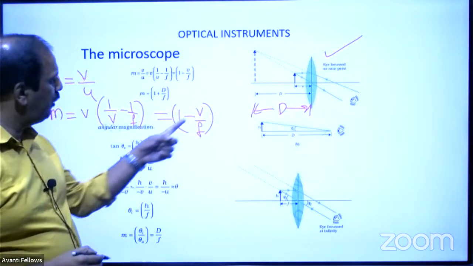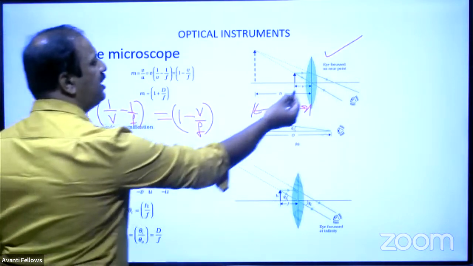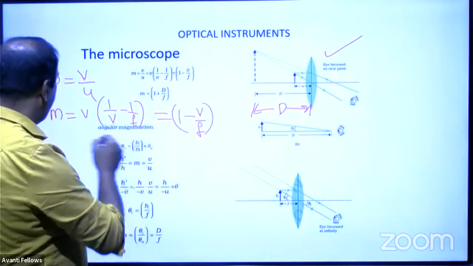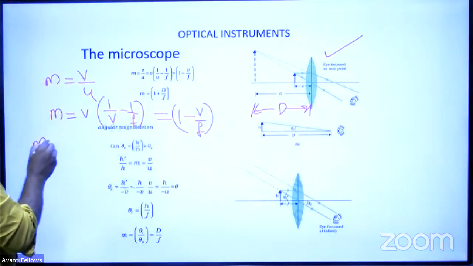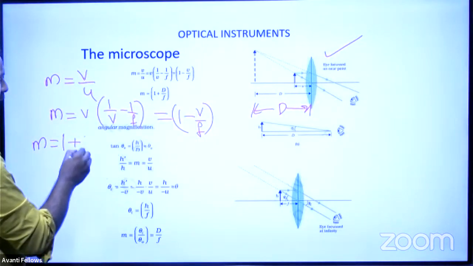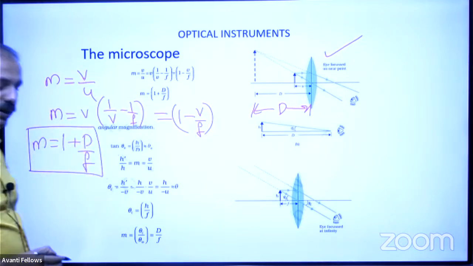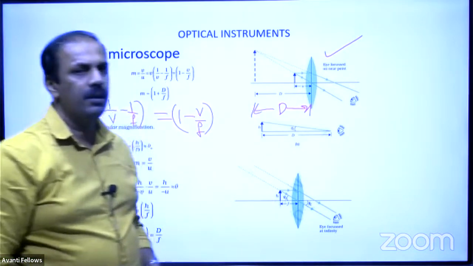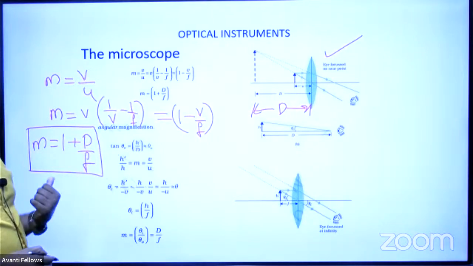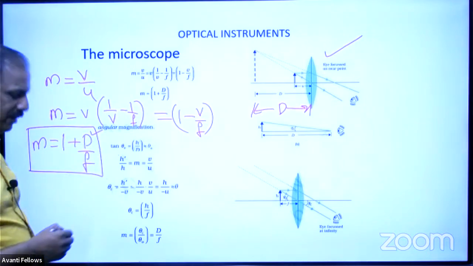Now you see here, what is this V? V is the image distance. The image is formed here at a distance D, so V will be minus D. Now your magnification will become M is equal to 1, and instead of minus, it will become plus because V is equal to minus D: 1 plus D by F. So this is the magnification. When the image is formed at the distance D, the magnification is given by M is equal to 1 plus D by F. You will get it like this.